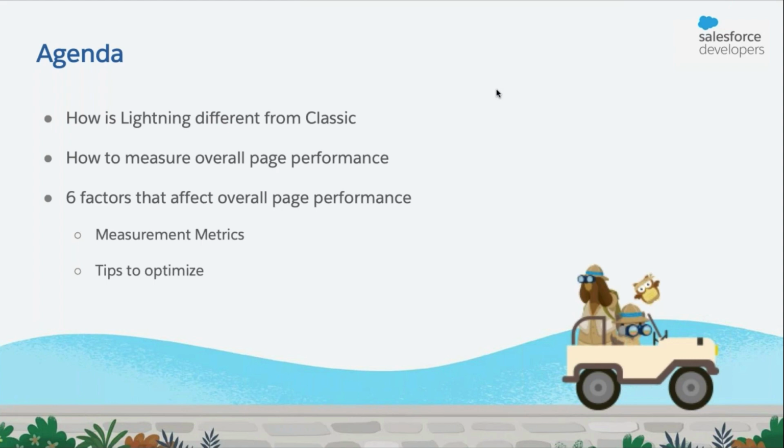And then for most of the webinar, we are going to talk about the 6 factors that are going to impact your page performance. And for each of these factors, we are going to tell you how you can measure and how you can optimize the metrics for each of these 6 factors. So that is going to be the most part of the webinar.